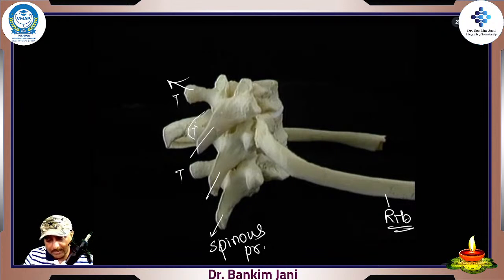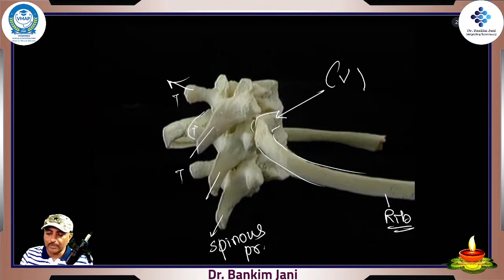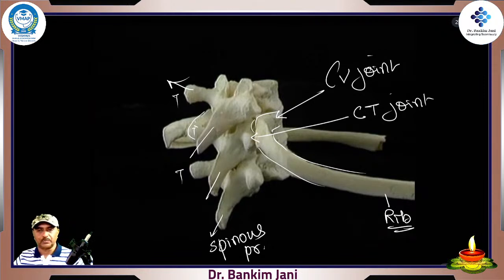And in this upper one, the transverse process has been removed so that we can see things clearly. This transverse process, and here is the joint. So the rib is actually going like this. Here it is making a joint with the vertebra, so that is the costo-vertebral joint, right? And here it is making a joint with the transverse process, and it is called the costo-transverse joint. Got it?